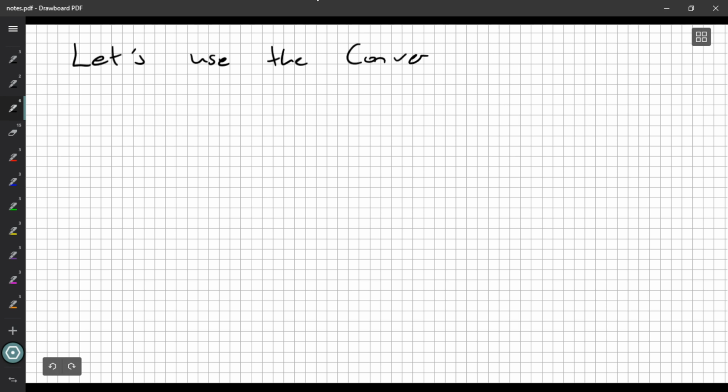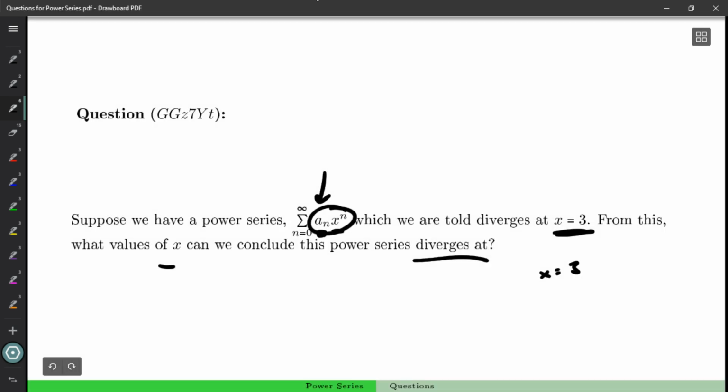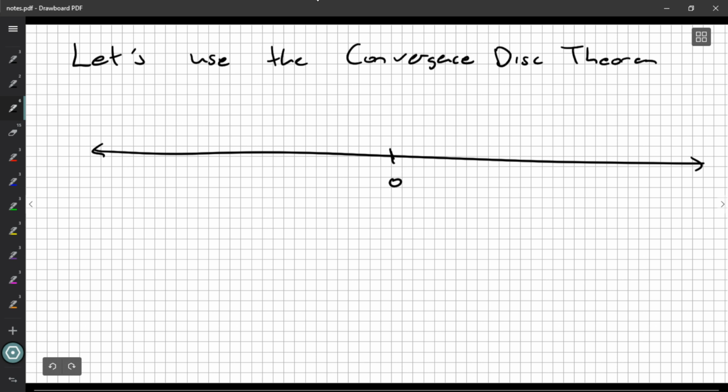So let's use the convergence disk theorem. Okay. So, roughly, what is this result telling us? Well, if we make a number line and we center it at the center of our power series, which is 0, we can see here it centers at 0. Then we can imagine, all right, somebody told me that at 3 we get divergence. So I might say a little d here.